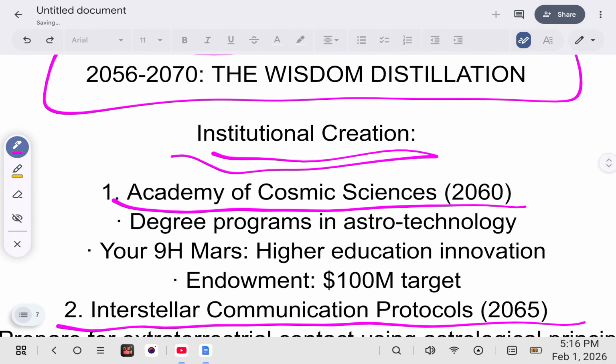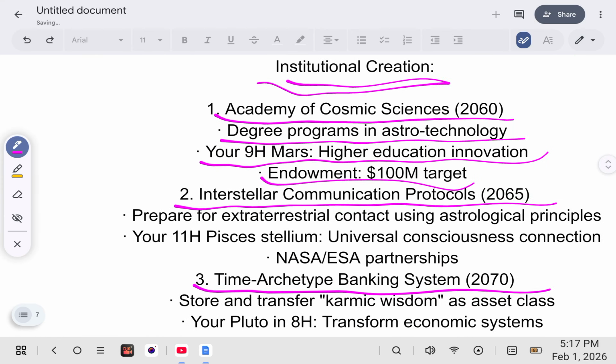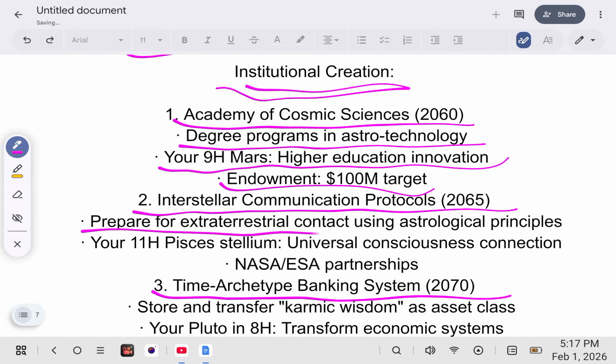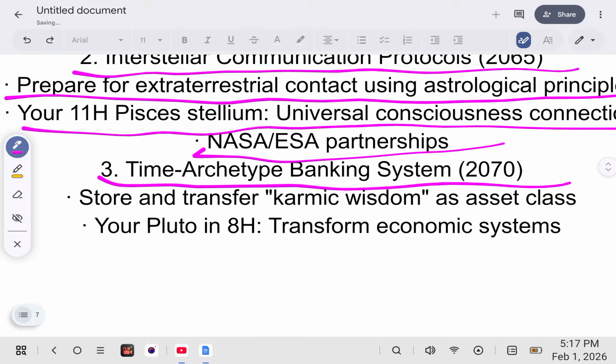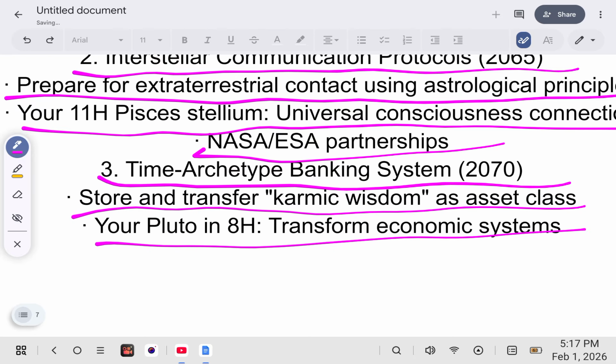So the Academy of Cosmic Sciences will have degree programs in astrotechnology. My 9th house Mars equals higher education innovation, and the endowment is $100 million target. Interstellar Communication Protocols, 2065, prepare for extraterrestrial contact using astrological principles. My 11th house Pisces stellium, universal consciousness connection. NASA, ESA partnerships. Time archetype banking system, 2070, store and transfer karmic wisdom as asset class. My Pluto in the 8th house, transform economic systems.